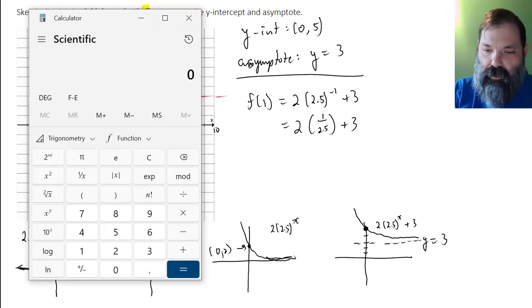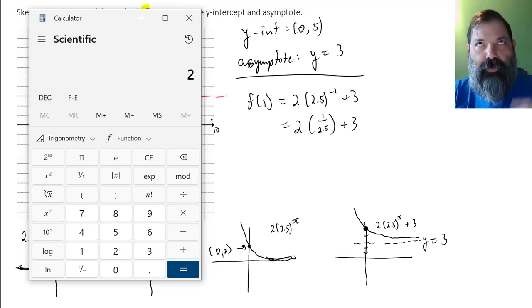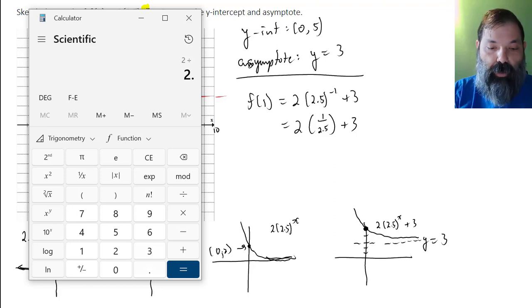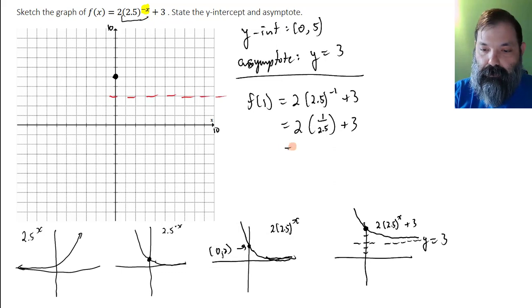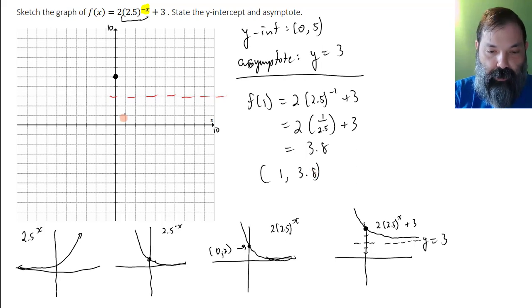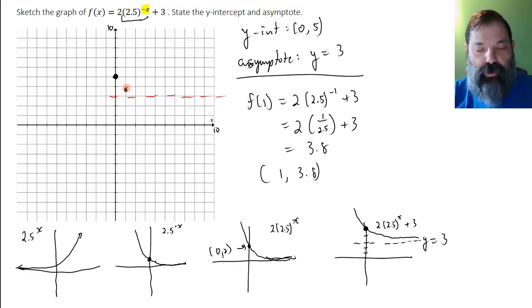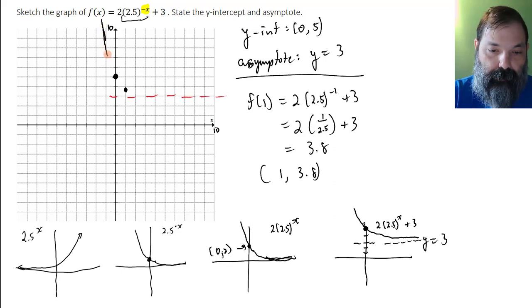Let's clear that out. 2 times 1 over 2.5, that's 2 divided by 2.5. And add 3, that's 3.8. So I have the point 1, 3.8 as another guide point. 3.8 is about there. And so there's 2 good guide points for the curve along with the asymptote. And so then I'll just sketch the curve. It's going to look something like that. And so there's the curve.